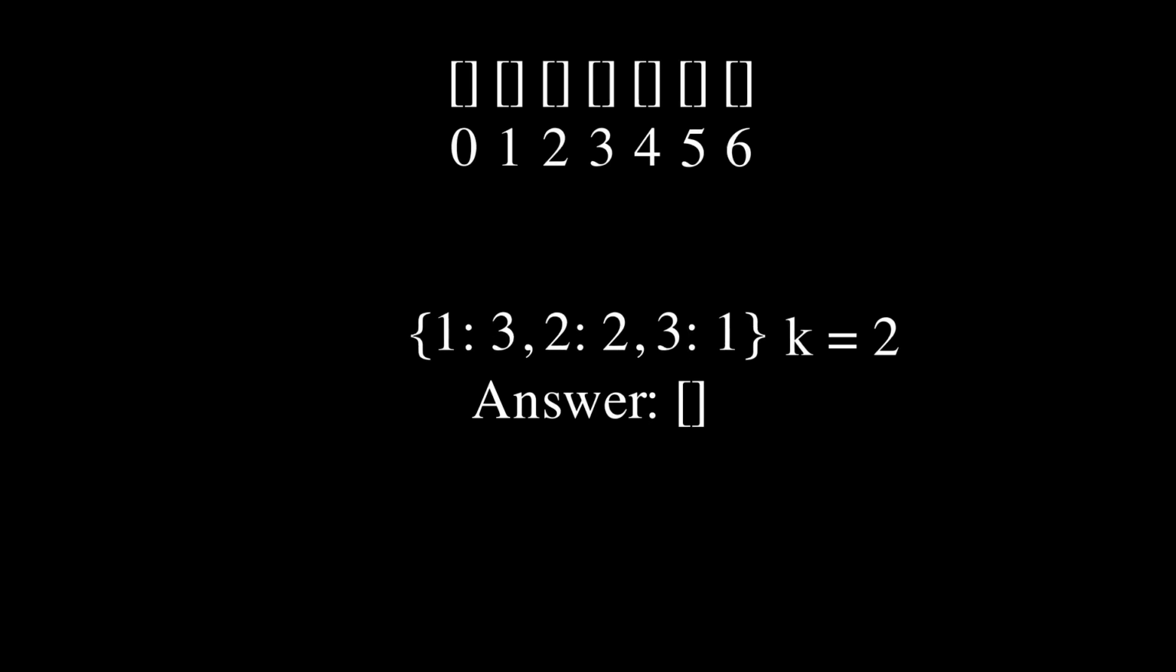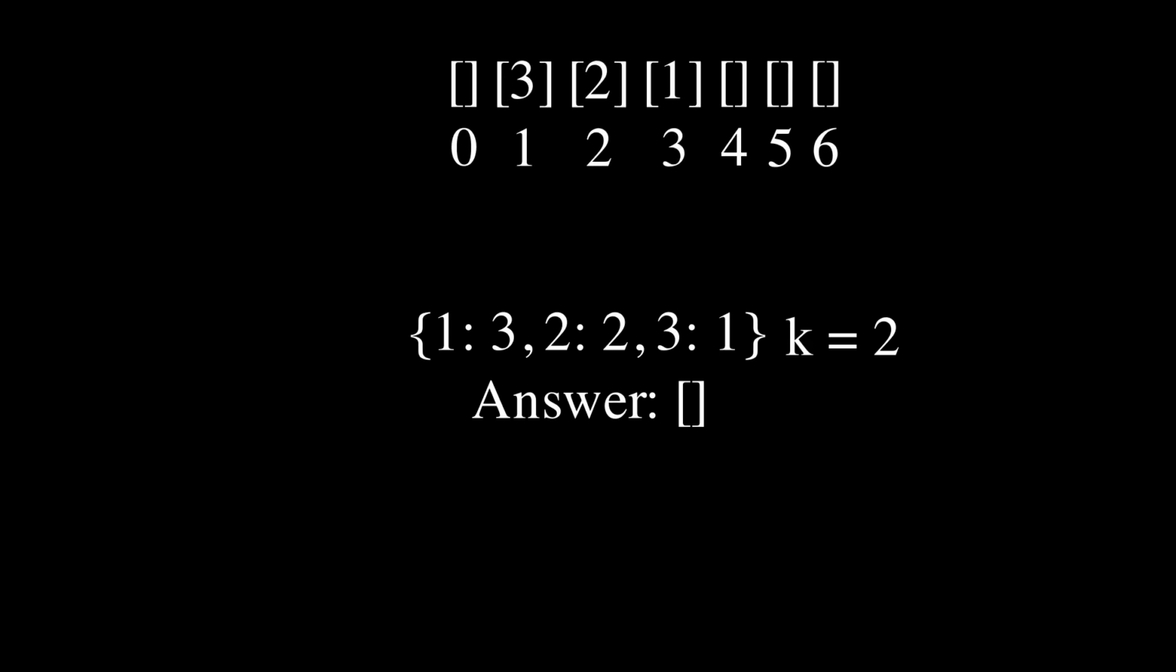Let's see this idea in action. We first convert our data into a hash map as before, but this time we have bins that will represent the possible frequencies each of our numbers could have. 1 gets sorted into bin 3 because there's 3 of them, 2 gets sorted into bin 2, and 3 gets sorted into bin 1. Now, the numbers are sorted by frequency in reverse order, so we simply need to append our answer with k elements from the bins.